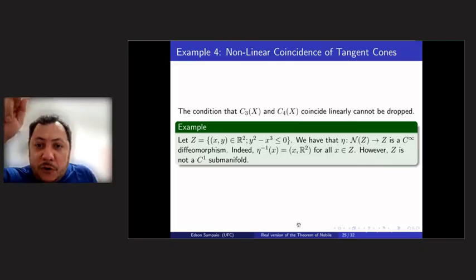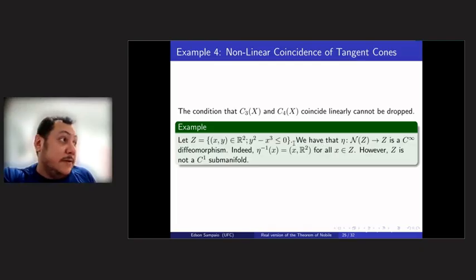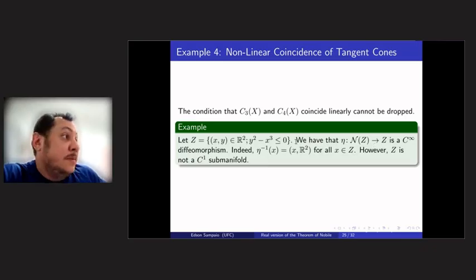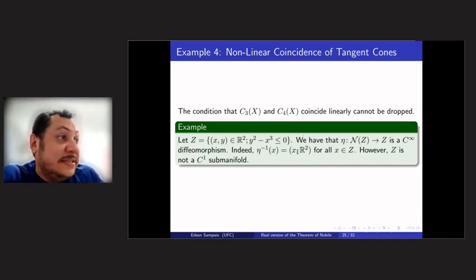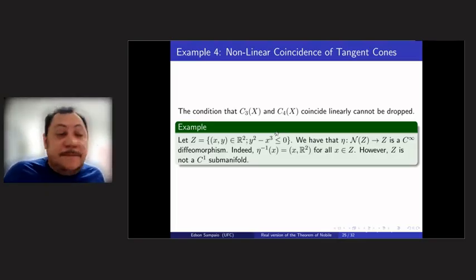But also, we cannot drop the condition that C3 coincides with C4 linearly. For instance, you can obtain the epigraph of the cusp, for example. In that case, this is a region, the closure of an open set in R2, so that the tangent planes are R2 at any point. So the inverse, the second coordinate is just the limit of the set, in fact, is R2. So this mapping is C infinity, but for sure this is not a C1 manifold. In fact, it's not a C1 manifold even with boundary. So you cannot drop this condition.